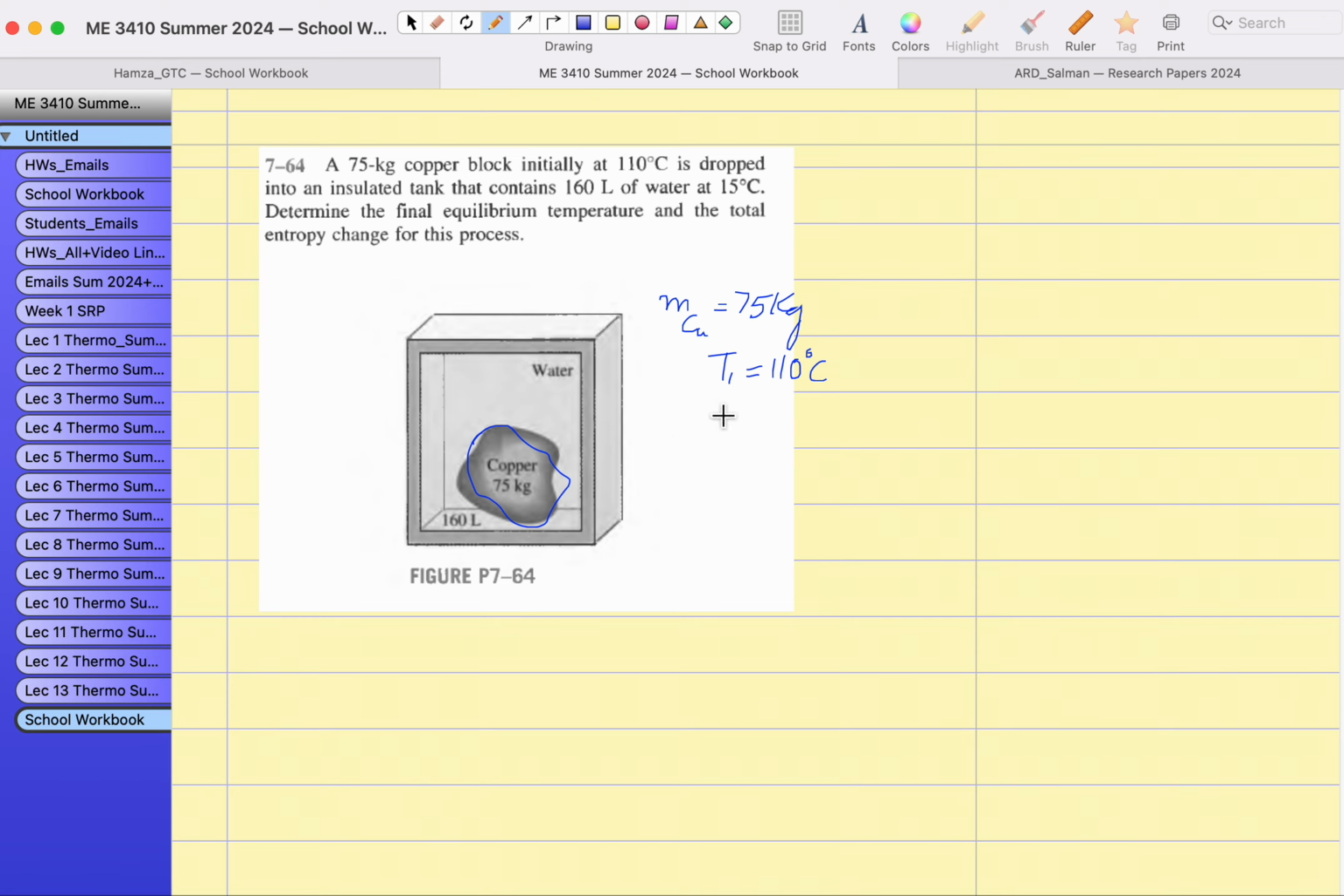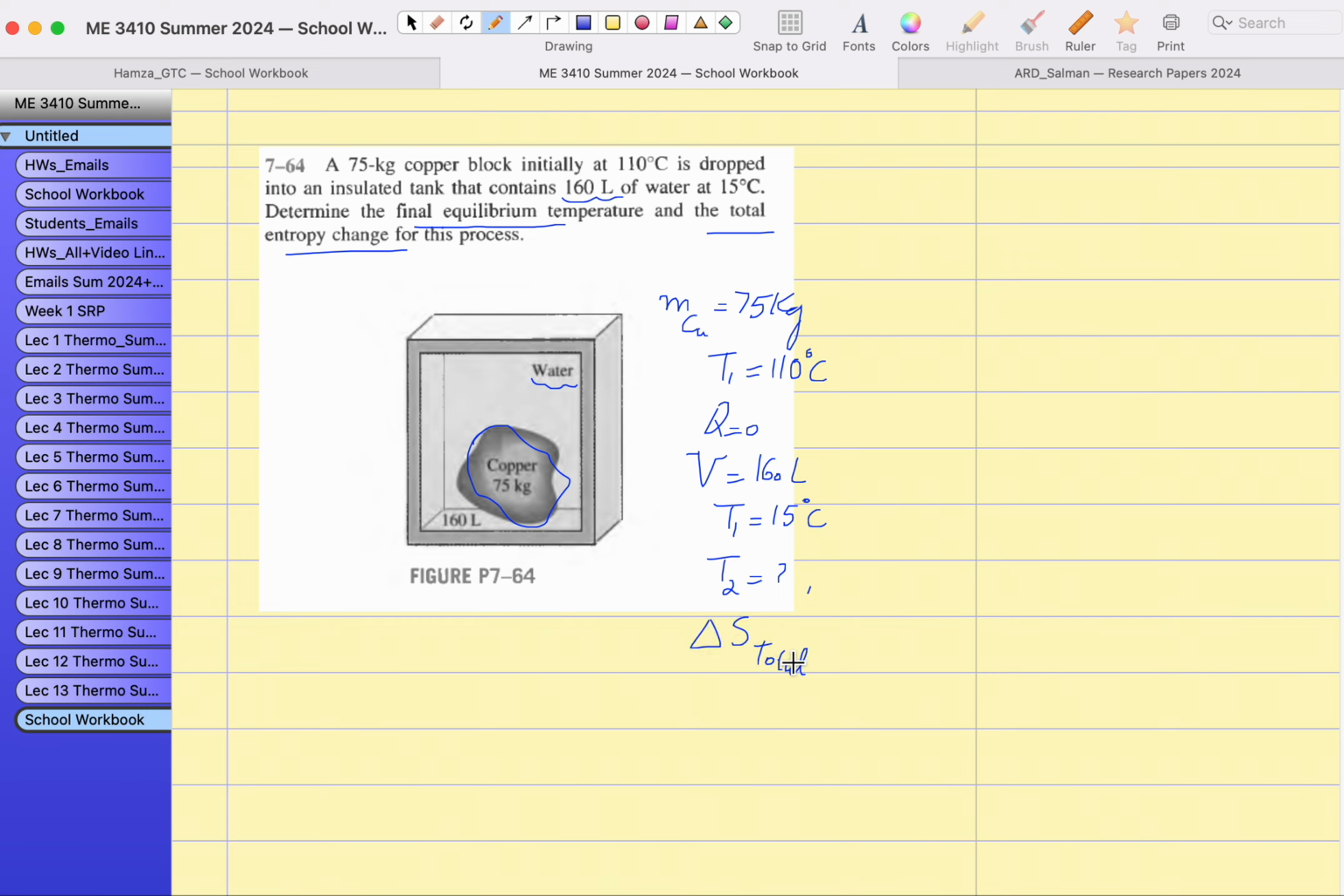So this tank is insulated, so Q in and out equals 0, and it contains water. So the water has a volume of 160 liters, and this water's initial temperature is 15 degrees Celsius, and you have to find the equilibrium temperature T2. So what is that temperature, plus the total entropy change?